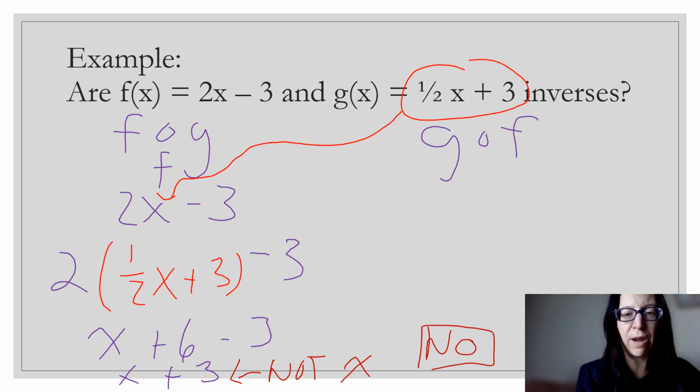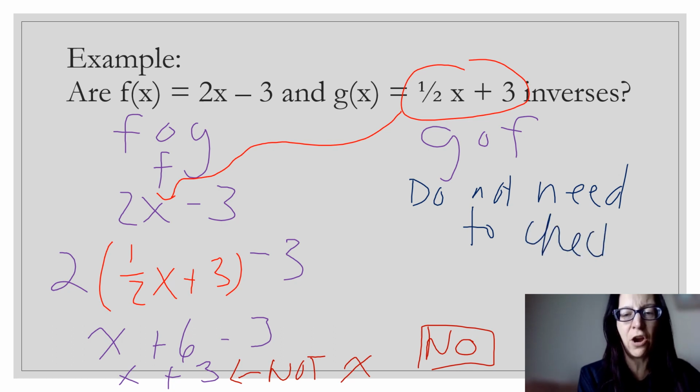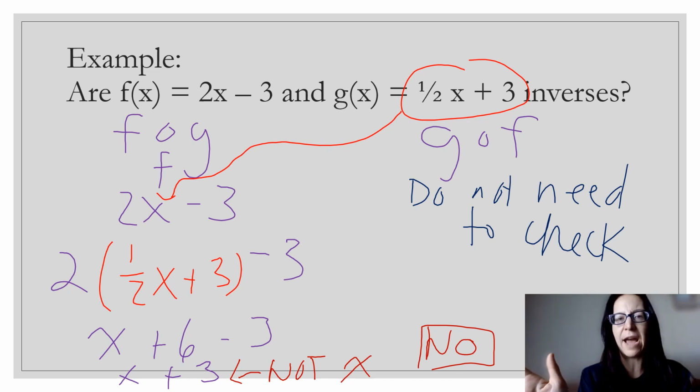And if you're wondering, okay, well, what about the other direction? We do not need to check it, okay? Because if they are inverses, then both of them are going to come out to be x. So if I get x plus 3, if I get something else, if it's anything other than x, they're not inverses, and that's all you need to do to determine that they are not inverses.